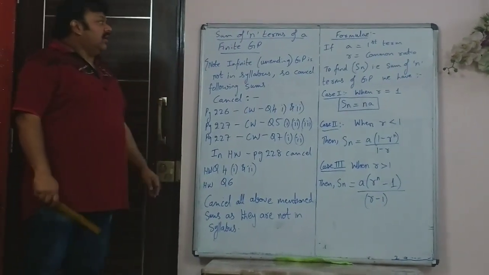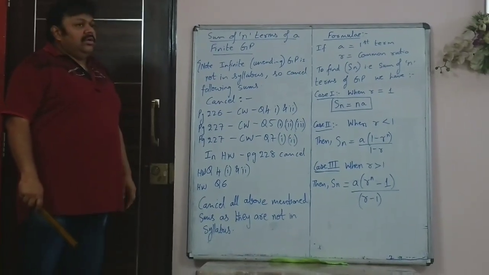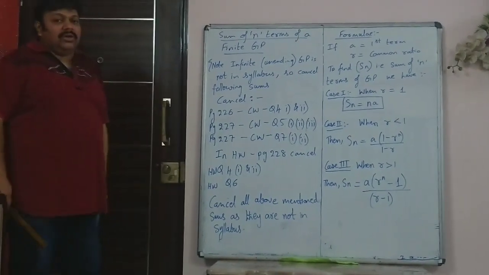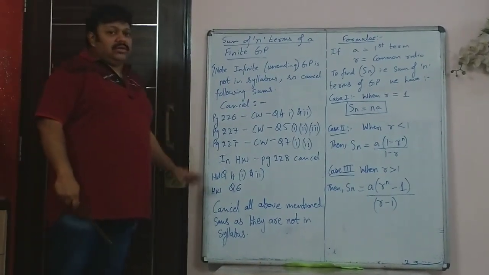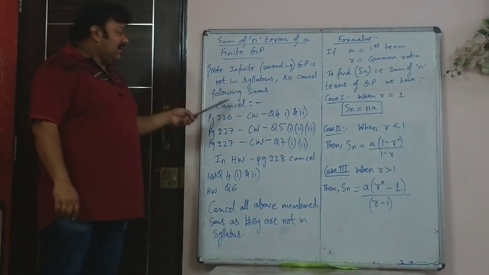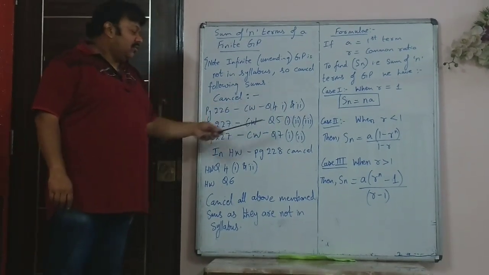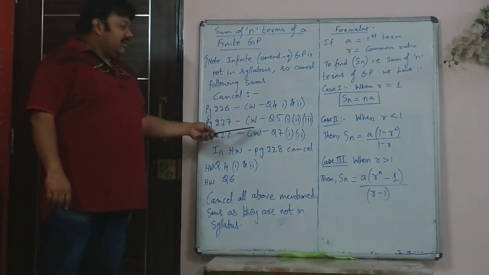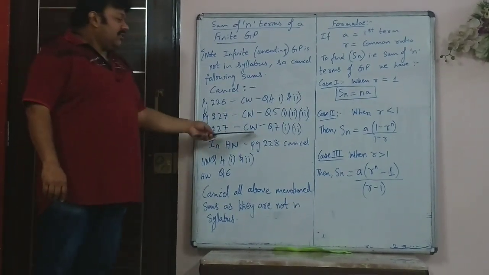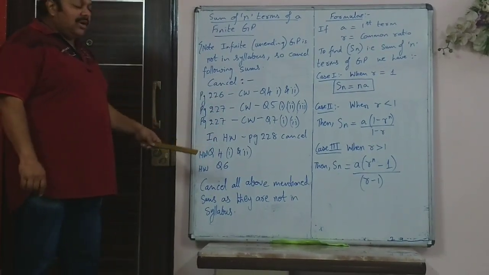So now we will start with sum of n terms in a finite GP. Now see, in my book I have given you some questions of infinite GP, but that is removed from the syllabus. So for you, you don't have to learn that, so you can cancel these sums. Page 226, classwork, question 4, 1 and 2. Page 227, classwork, question 5, 1, 2, 3. Page 227, classwork, question 7, 1 and 2. These three sums from classwork.